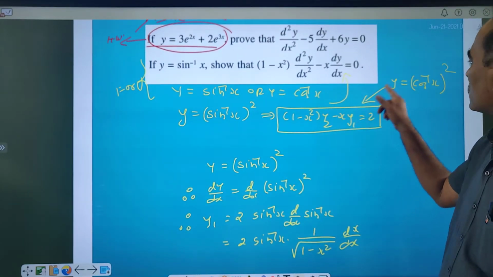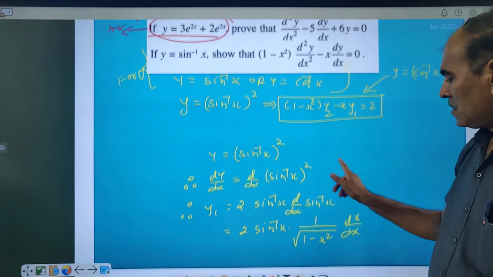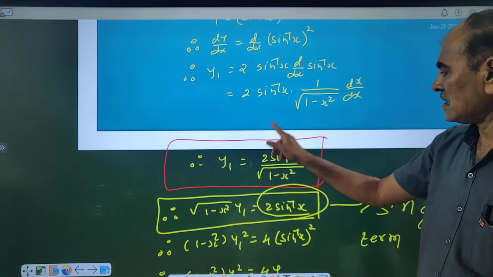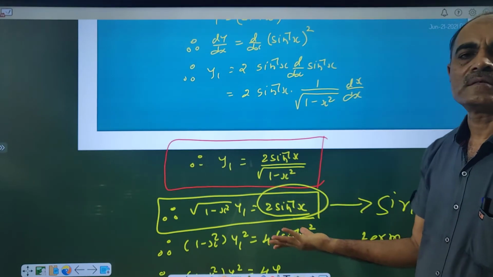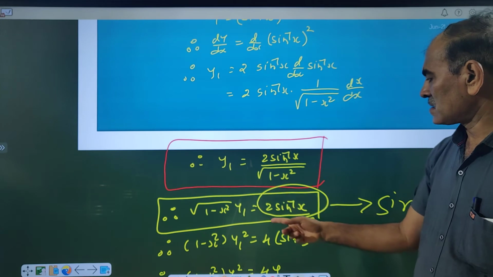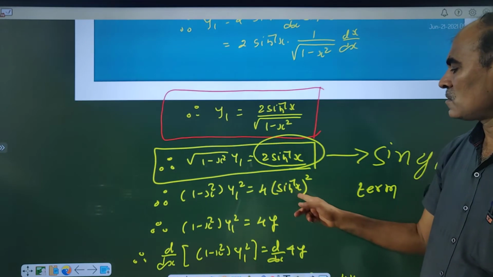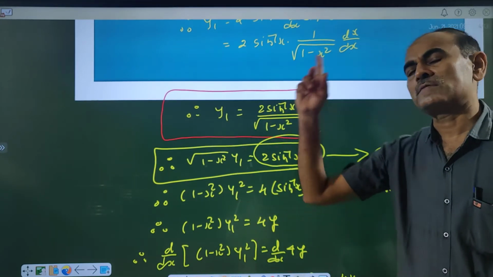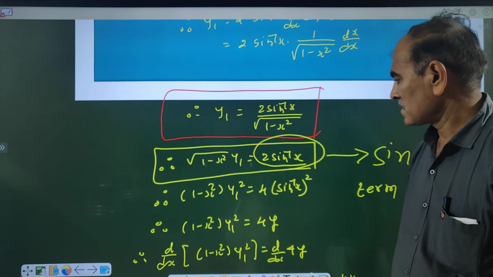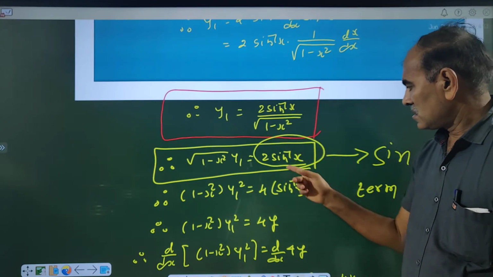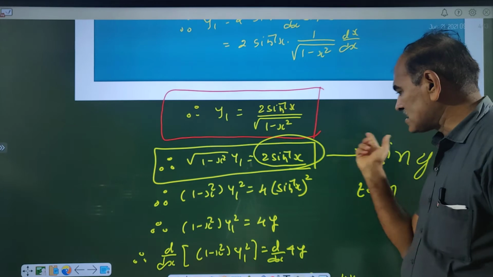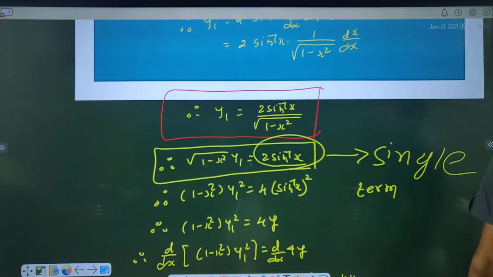We can prove it. Cos inverse, no problem. Only the minus sign is there. Here it is minus 2 cos inverse. If you square it on this side, then you get 4 cos inverse x whole square. You get the same relation as in that example. But only if a single term is given do we have to take the square.